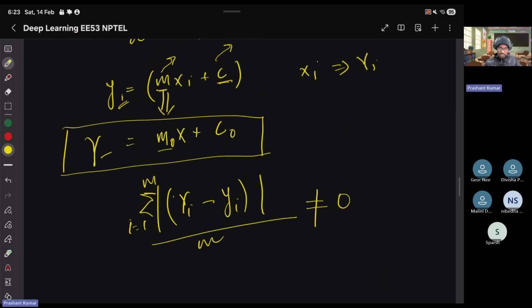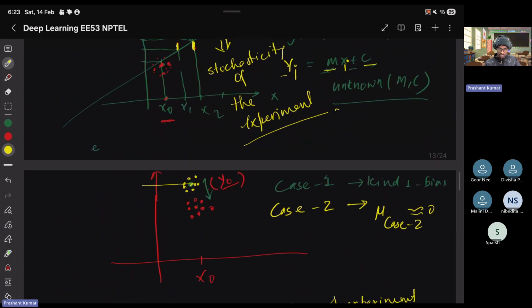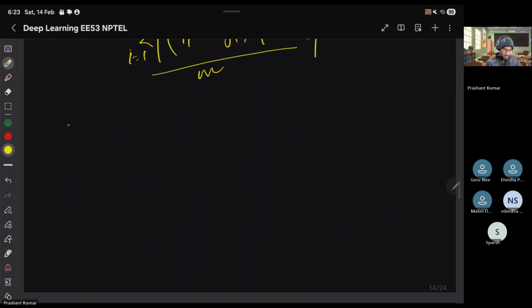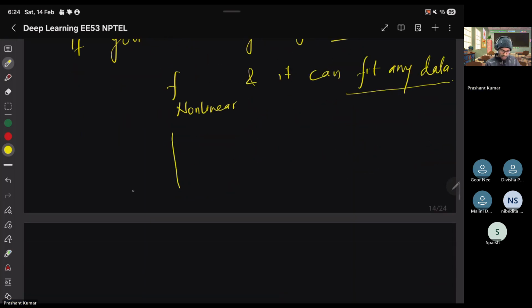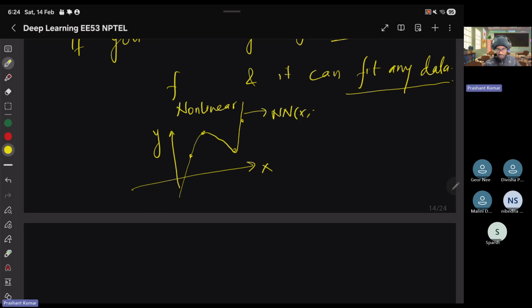Now, what you are doing, you are assuming in this case that you have got only the linear relation. Okay. If you are training any neural network, when I am saying neural network, I have not introduced it till now, let's call it any function that is non-linear, and it can fit any data. When I am saying it can fit any data, it means if you have an XY relation with some number of points, basically it can create such a kind of line. And this is the NN of x comma theta, where theta is the parameter, x is the input, and this is what it is trying to fit.